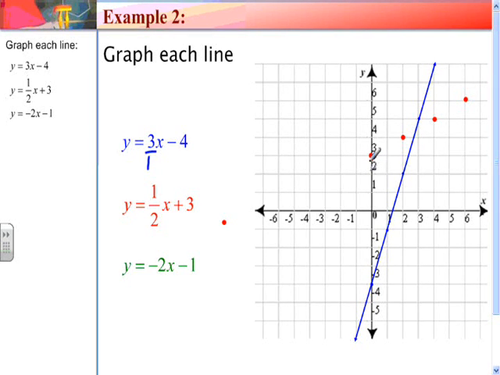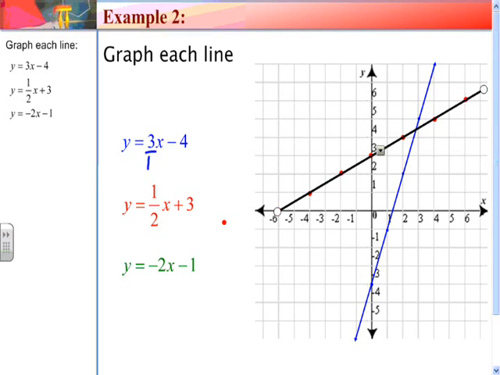Plot a point. Now, since I'm running out of room going that way, we're going to go the opposite way. Instead of going up 1 over 2, we're going to go down 1, back 2. And that's going to give us room to get more points. Down 1, back 2. All right, now we got it. Now let's get our line again, and we will connect the dots. You should use a straight edge to do this, please.